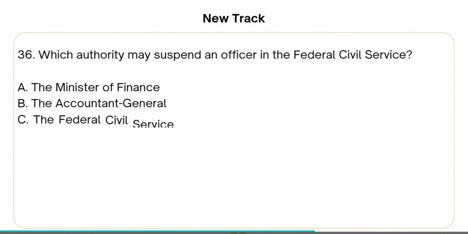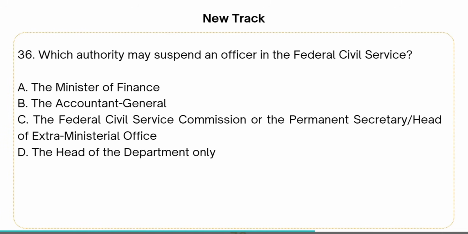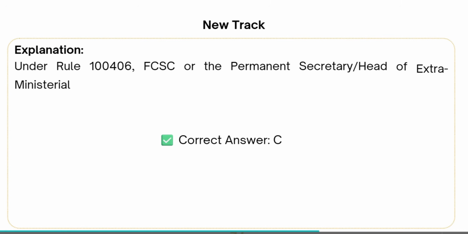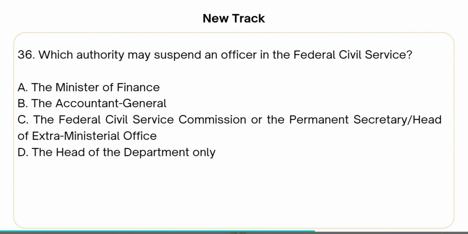Question number 36. Which authority may suspend an officer in the Federal Civil Service? A. The Minister of Finance. B. The Accountant General. C. The Federal Civil Service Commission or Permanent Secretary or Head of Extra-Ministerial Office. And D. The Head of the Department. The right option is option C, and option C says the Federal Civil Service Commission or the Permanent Secretary or Head of Extra-Ministerial Office.